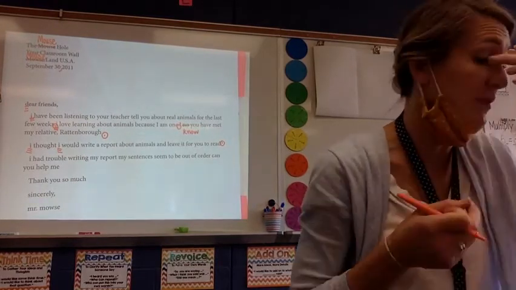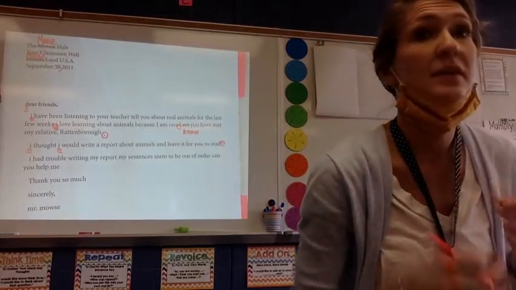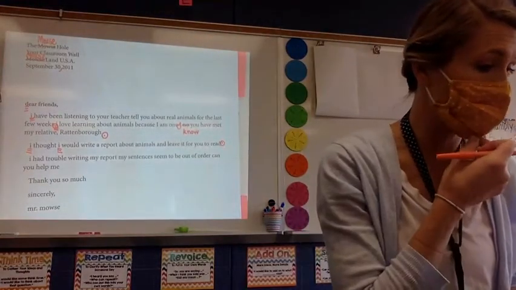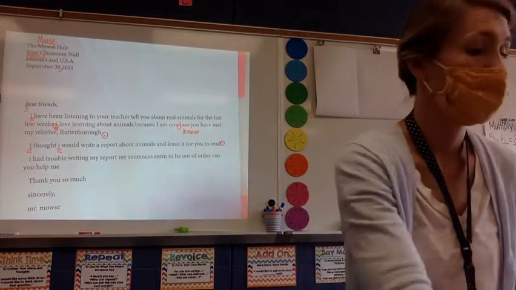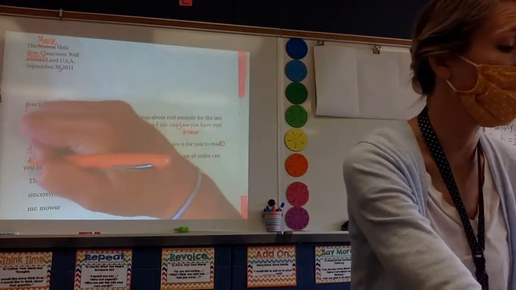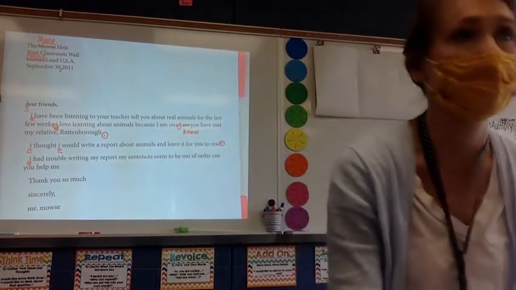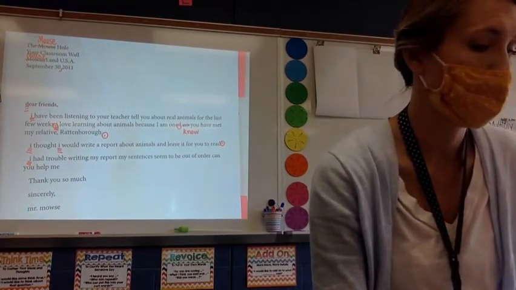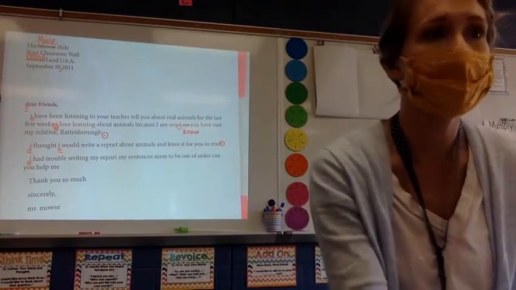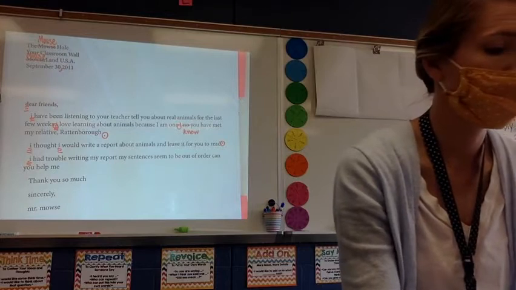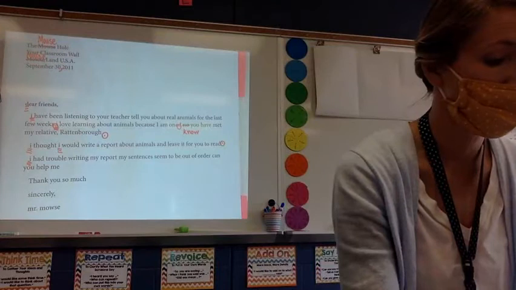Our next sentence. I had trouble writing my report. My sentences seem to be out of order. Can you help me? Help me out with this one, Viola. What do we need? Capital letter on I had trouble writing my report. My sentences seem to be out of order. Can you help me? Griffin. I think writing is wrong. Nope, that one's good. We do want the W. W-R-I-T, is that writing? Oh, period after order. After what? Order. Out of order.